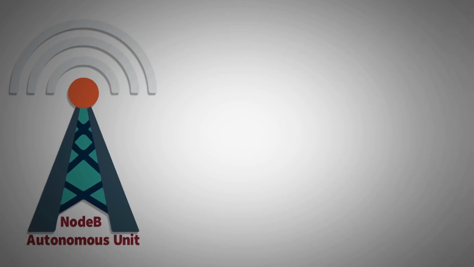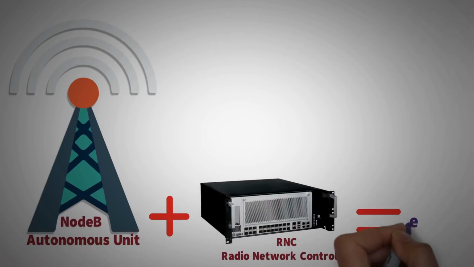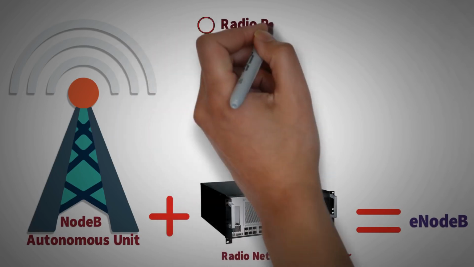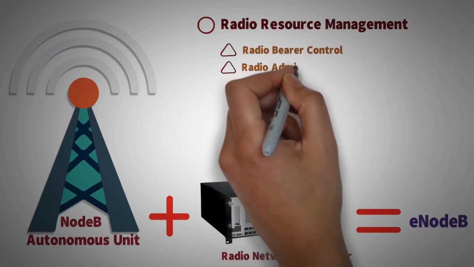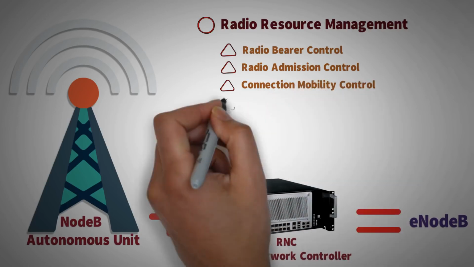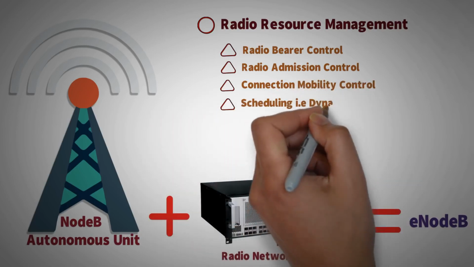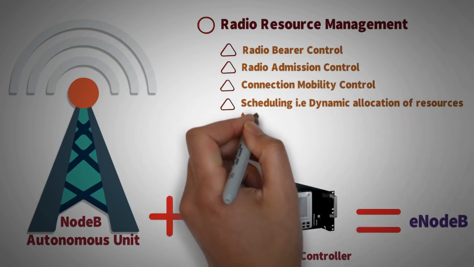Now, in LTE, base stations are autonomous units. Most functions of the RNC were integrated into the eNode B. Hence, the eNode B is not only responsible for the air interface but also for radio resource management that includes radio bearer control, radio admission control, connection mobility control, and scheduling, that is, dynamic allocation of resources to UEs in both uplink and downlink.